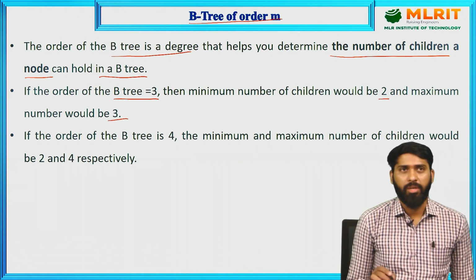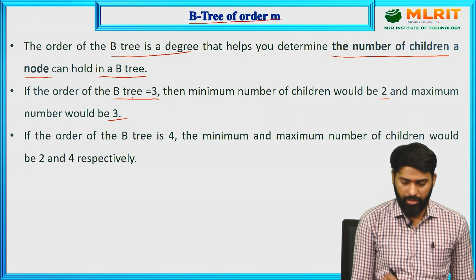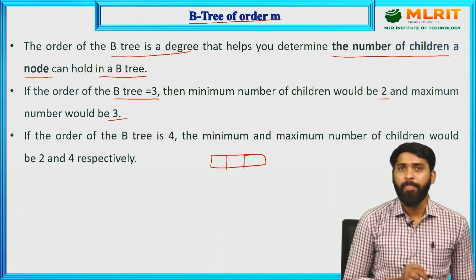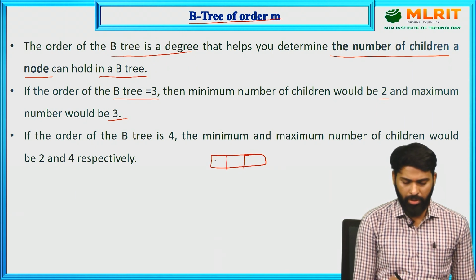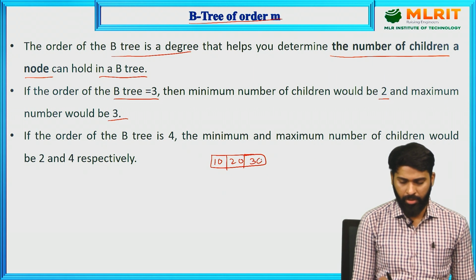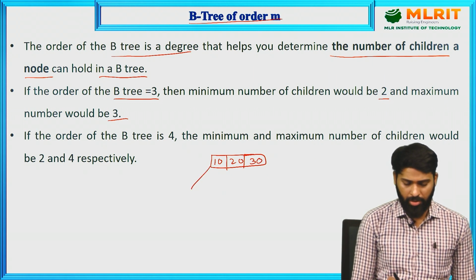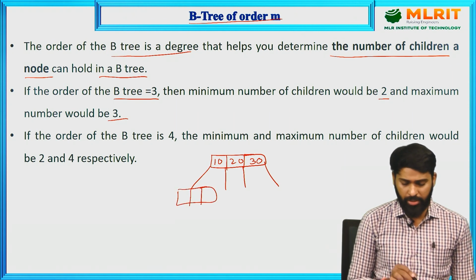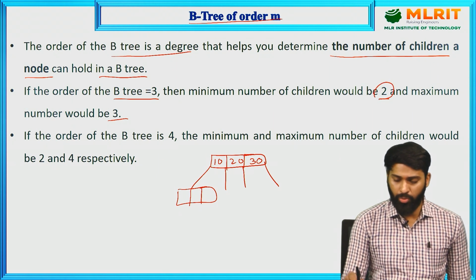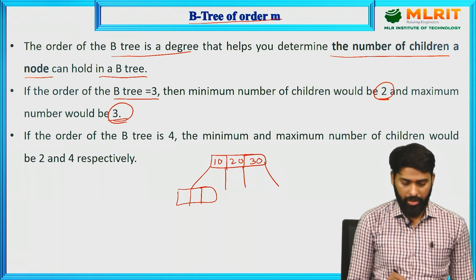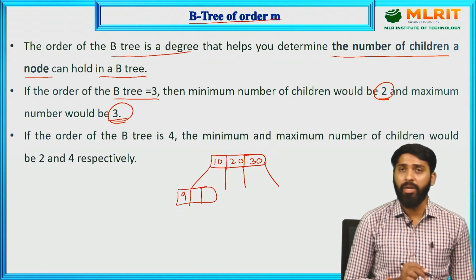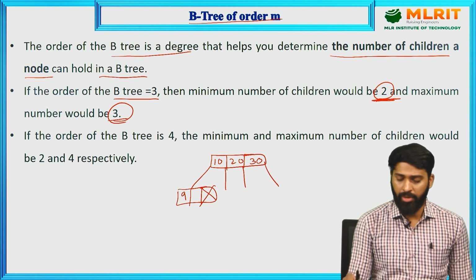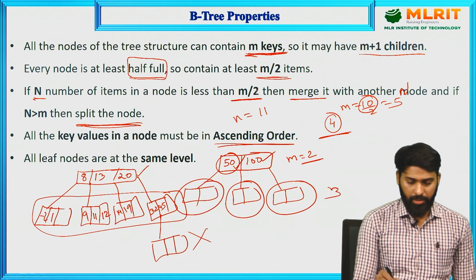So what is it? If the B tree order is 3, so this is the order. Now how many values are we going to store? We store 3. Now how many children? 4 children. These children must have either 2 or 3 values. Okay, for example, if I store only 9 here, this is not allowed. Why? It must always have at least 2. Okay, this is the condition, m by 2.